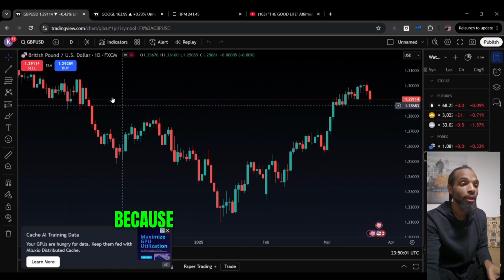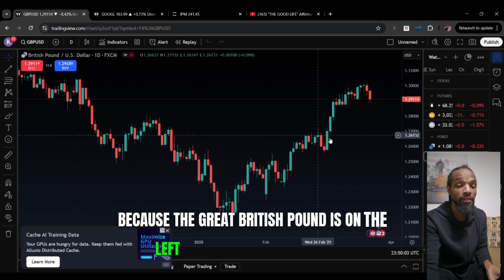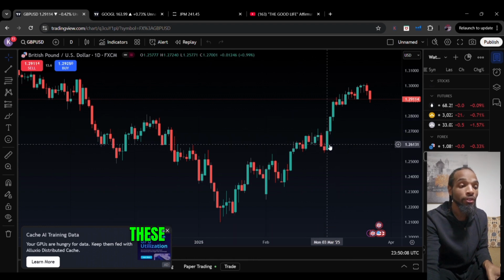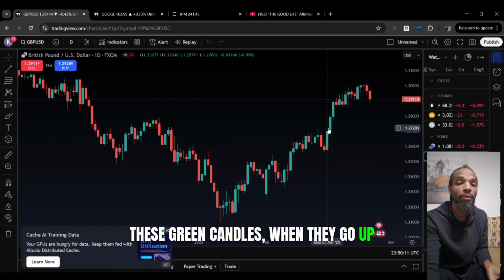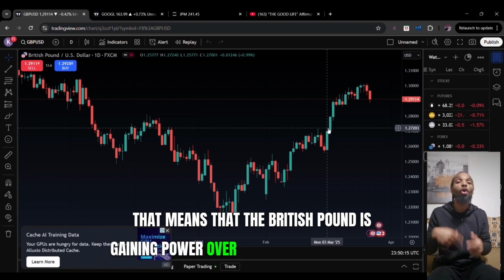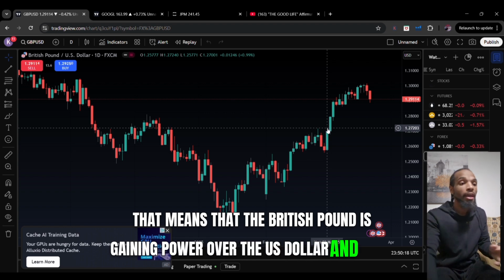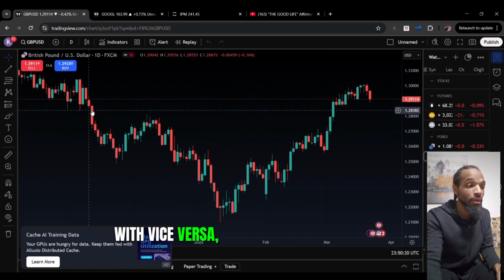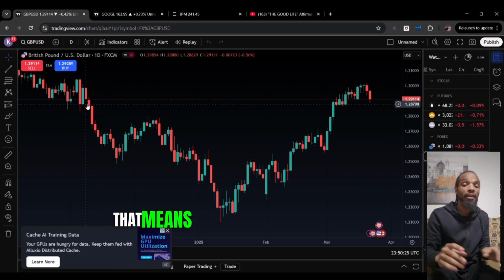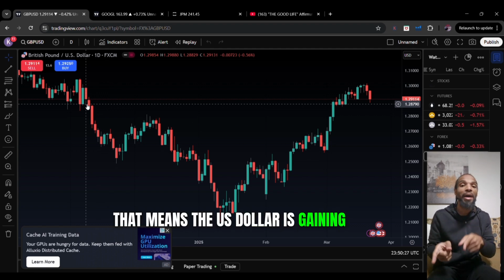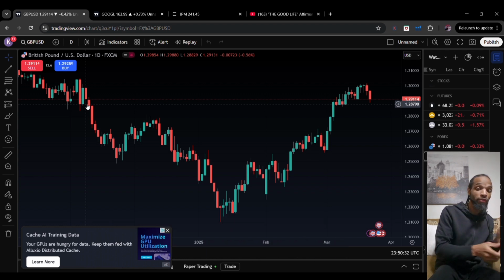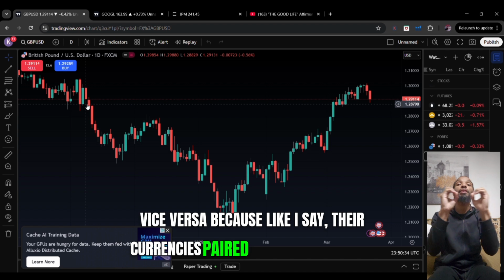Because the Great British Pound is on the left side, these green candles, these are called candles, when they go up, that means that the British pound is gaining power over the US dollar. And the same vice versa. Red, when it's going down, means the US dollar is gaining power over the Great British pound. It's vice versa, because like I say, they're currencies paired against each other.